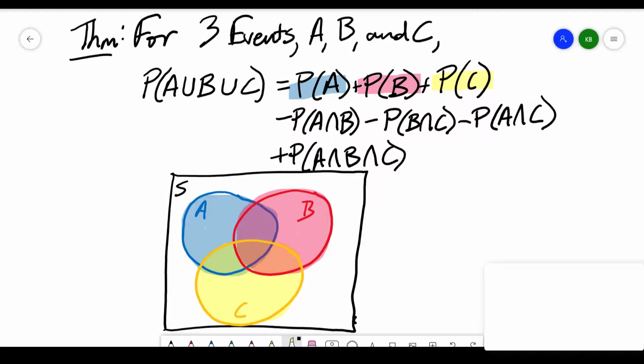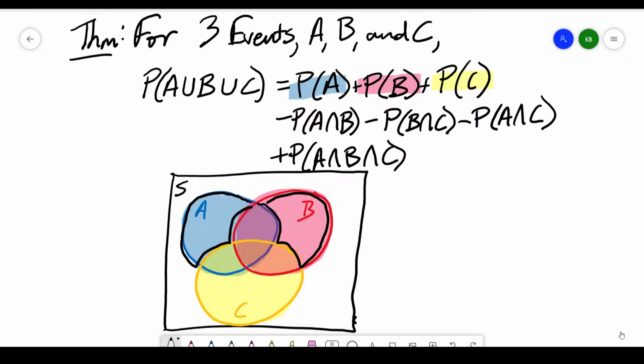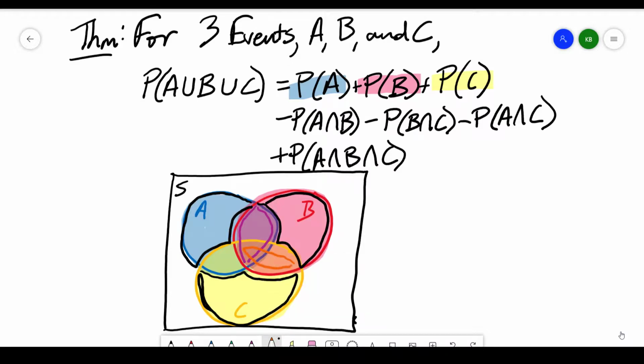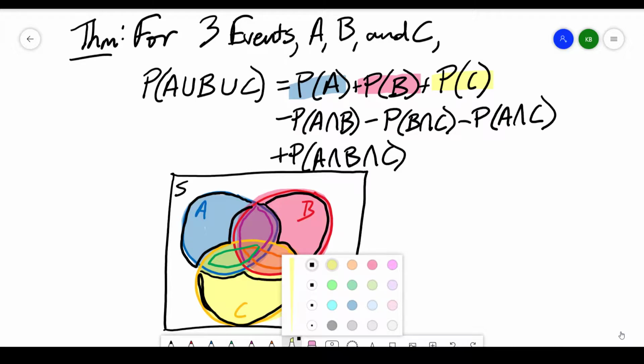Well, this would be great, and it is great for some of my outcomes. So everything in A that's not in anything else, anything that's in B and not in anything else, and anything that's in C and not in anything else is now accounted for the exact right number of times. Each one of them is counted for exactly once. However, if I look at the elements in A and B, or the elements in B and C, or the elements in A and C, all of those are accounted for at least twice. So I need to subtract them out because they've been counted twice.